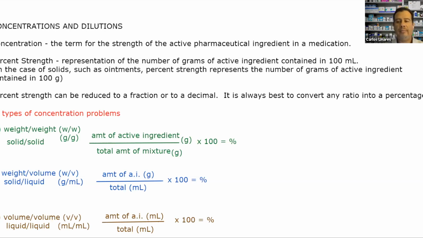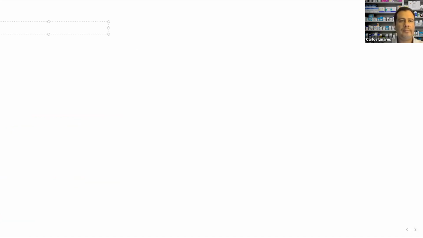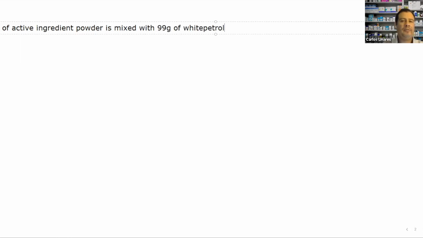So let's look at a problem. The first problem we're going to look at is a weight per weight problem. It doesn't always tell you it's a weight per weight, but you can figure out by the units of measure. So 1 gram of active ingredient powder is mixed with 99 grams of white petrolatum. Petrolatum is a base, so it has no effect on the individual. What is the final concentration, weight per weight?